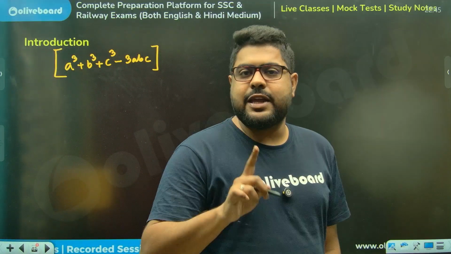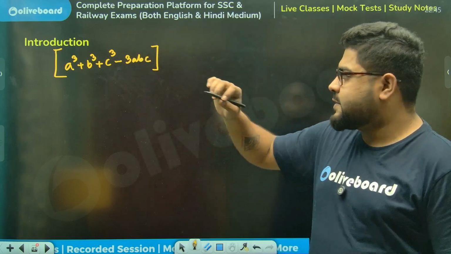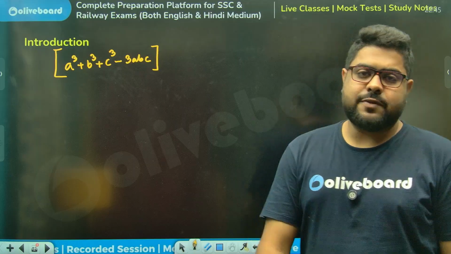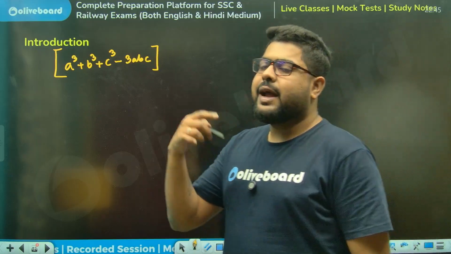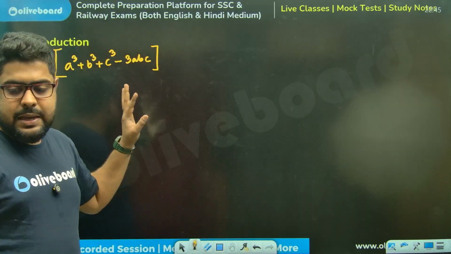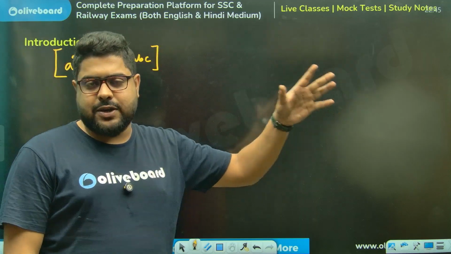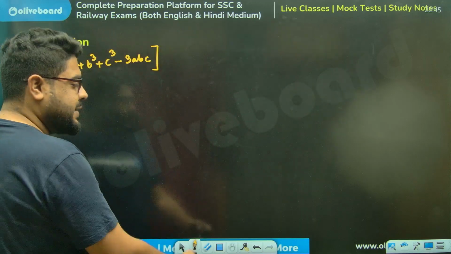Again, very important. Every year in 50% of the shifts, you will find questions from this formula. Both in tier 1 and tier 2, now there are no shifts. There is only one shift. So again, please prepare this. So again, we'll dissect this formula, what all are there and what all are not there.